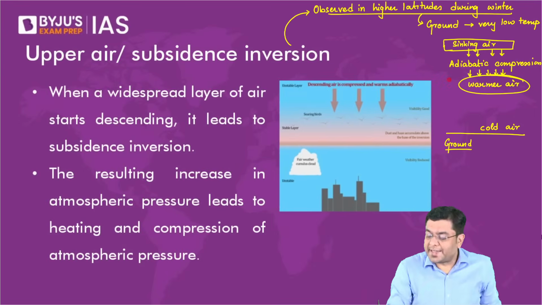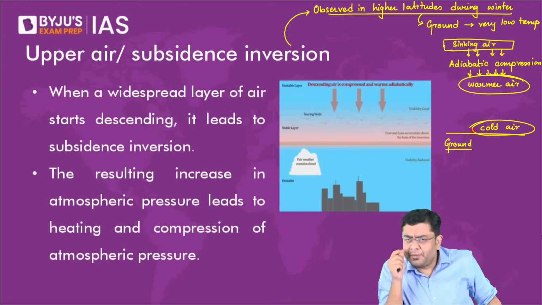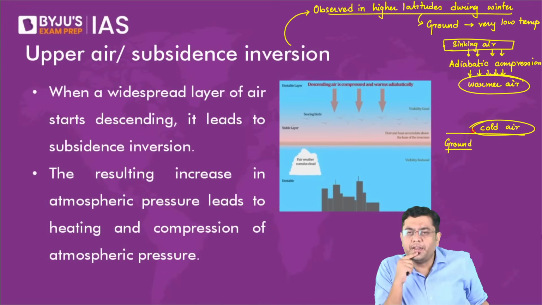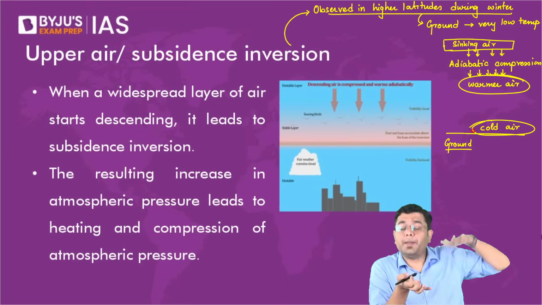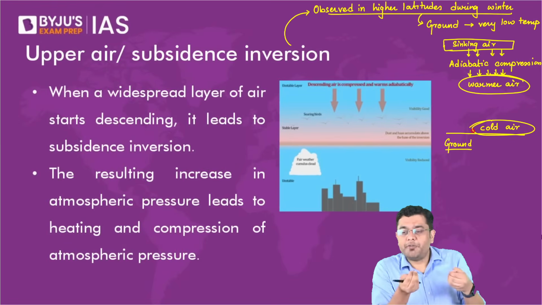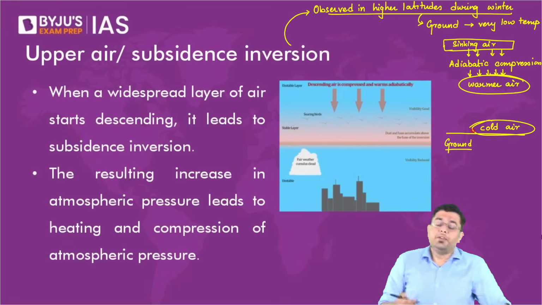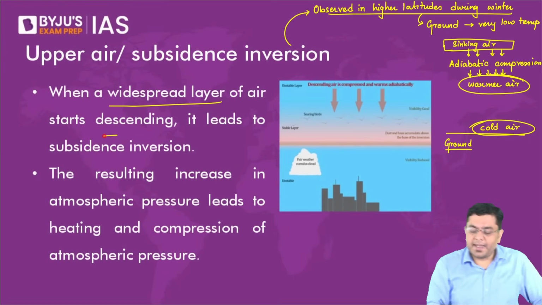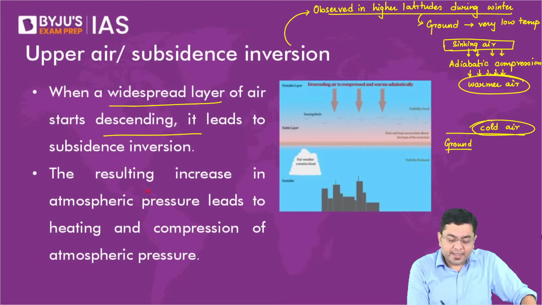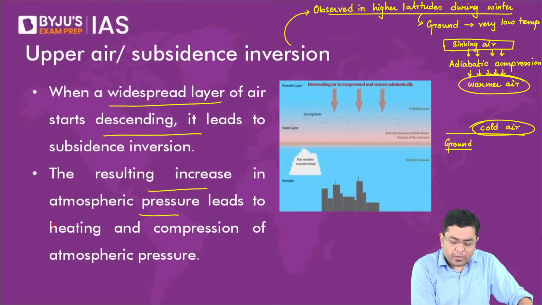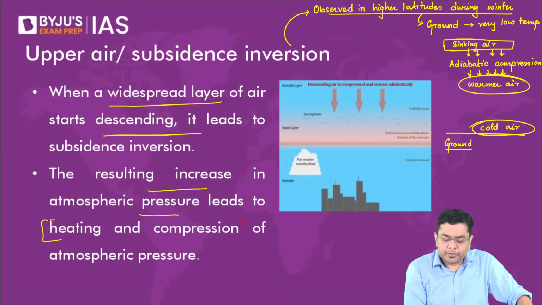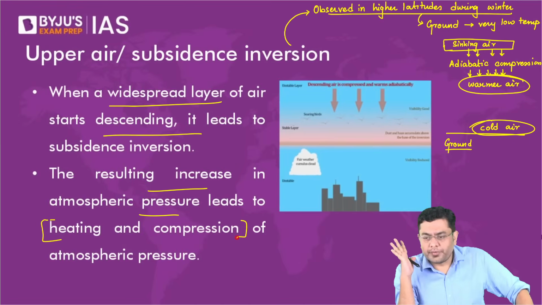So in case this temperature of the warmer air is even 0.1 degrees Celsius higher than the colder air, don't we have a negative lapse rate? Isn't it? So that is basically the temperature inversion created by the subsidence of air, and hence it is referred to as subsidence inversion. When a widespread layer of air starts descending, it leads to subsidence inversion. The resulting increase in atmospheric pressure, don't bother about the pressure, just think about compression and heating, is caused due to the adiabatic process.